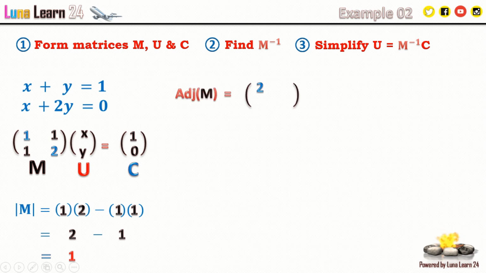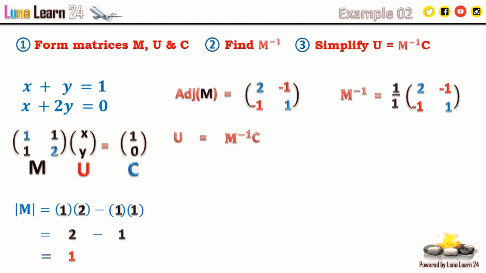So M adjugate: we swap the positions of the leading diagonal entries, and we change the signs in front of the off diagonal entries. So our M inverse now will be equal to 1 over this determinant times the adjugate. And from here, we can go to step 3 to find our U. We pre-multiply this constant matrix by the inverse of M. That's going to give us 1 over 1 into 2, negative 1, negative 1, 1, times 1, 0.